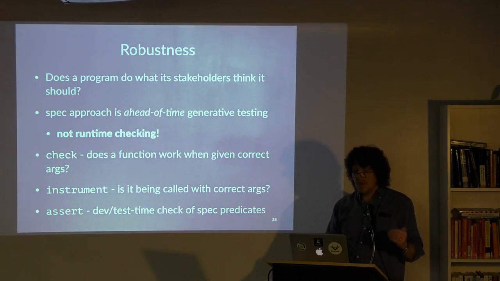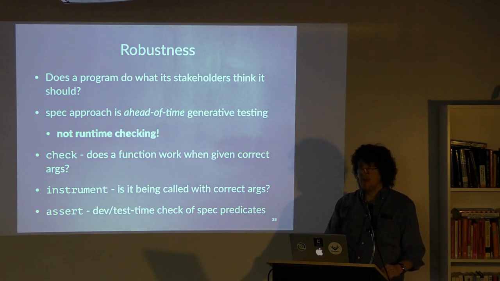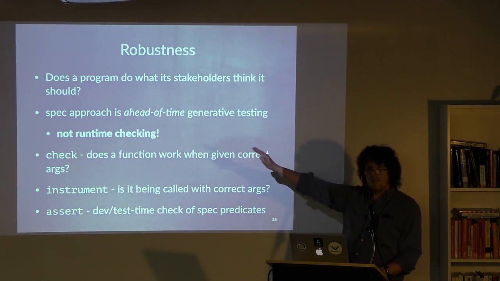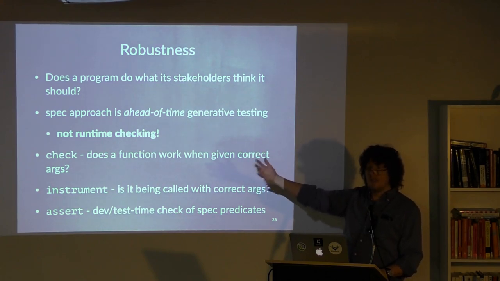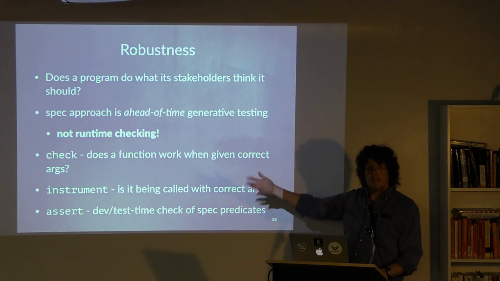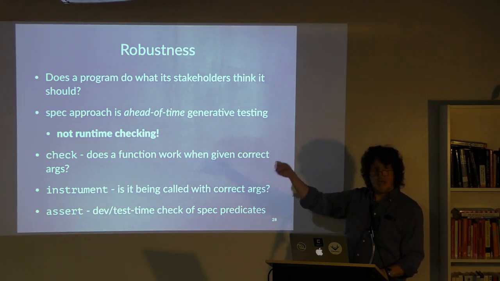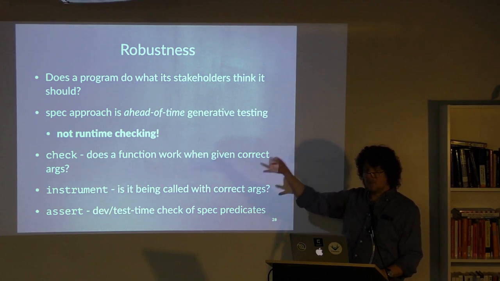So what are the tools we have for that? The main tool we have is something called check, and it's in a namespace called test. And yes, it's very much based around quick check. It uses Clojure's test check, which was a port of quick check. So the purpose of check is to say, if I give this function correct arguments, does it do what its function spec says? We can test that with generative testing. We can generate a whole bunch of argument lists, call the function, validate the return spec and the function spec if it's present, and make sure everything's okay.